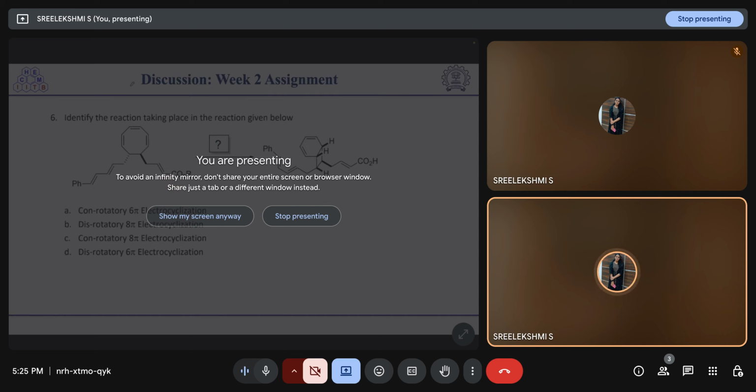Now the next question: identify the reaction taking place in the reaction given below. First one is conrotatory 6 pi electrocyclization. Second one is disrotatory 8 pi electrocyclization. Third one is conrotatory 8 pi electrocyclization. And last one is disrotatory 6 pi electrocyclization. So which will be the correct answer here?